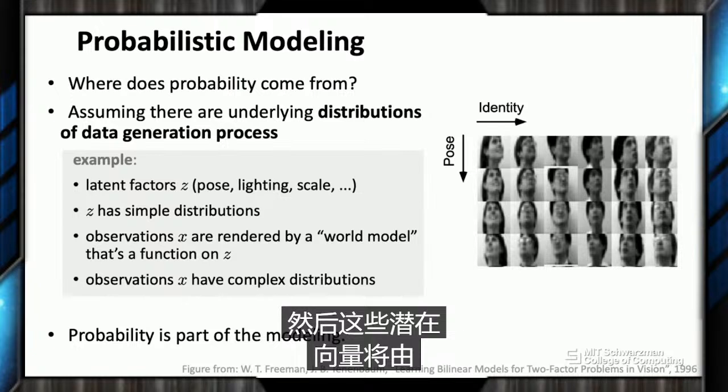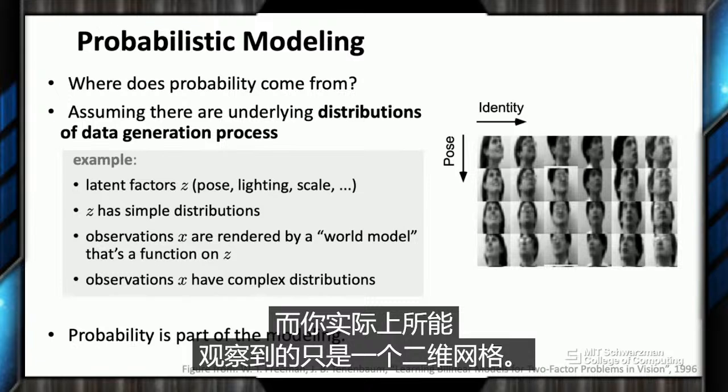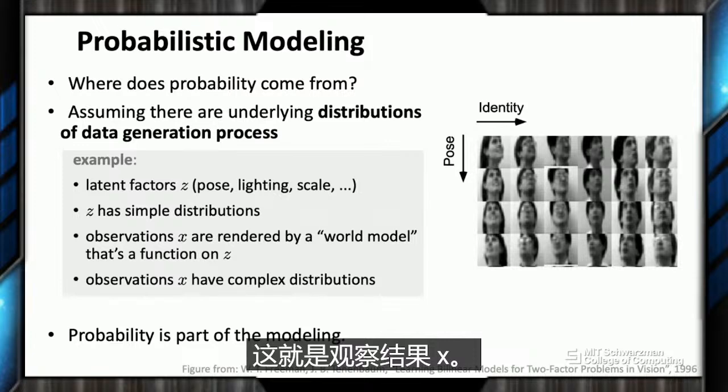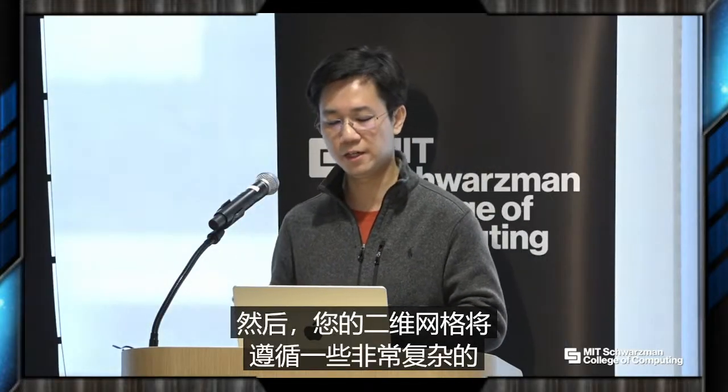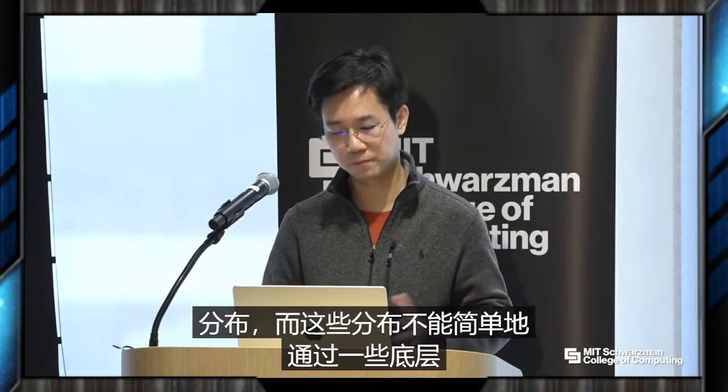And then these latent factors would be rendered by this world model, and what you can actually observe is just a 2D grid. So that is the observation X. Then your 2D grid would follow some very complicated distributions that cannot simply be described by some underlying distributions. So this is why we care about probabilistic modeling, and a generative model is trying to uncover these underlying factors or to reverse this process.